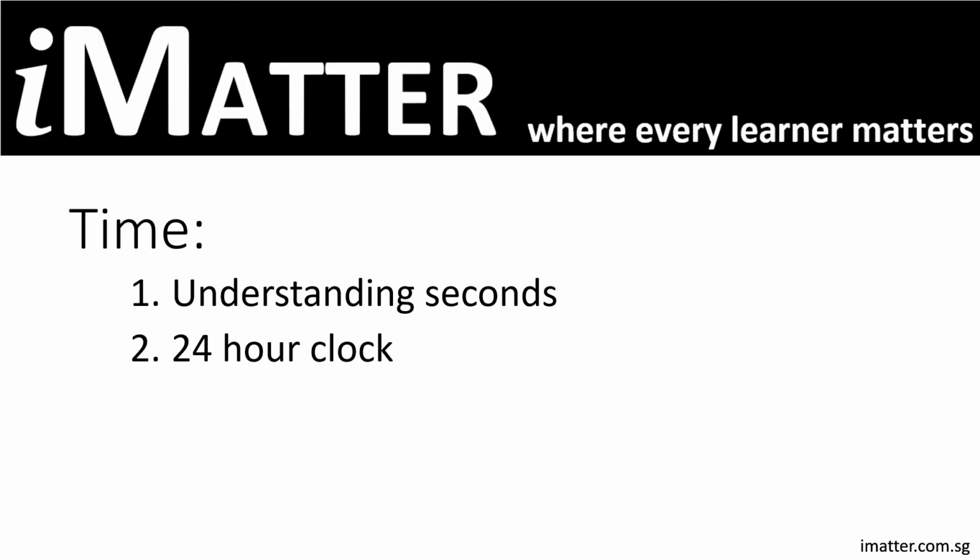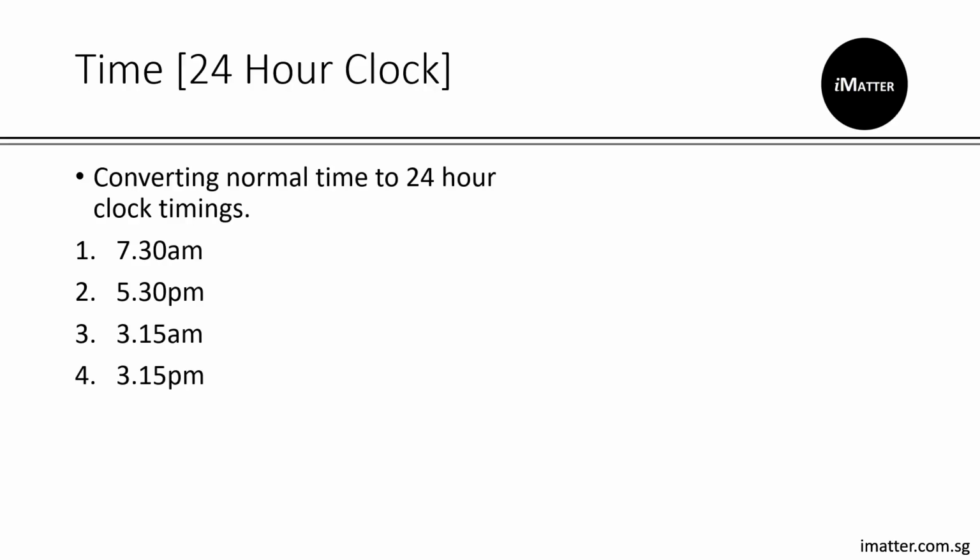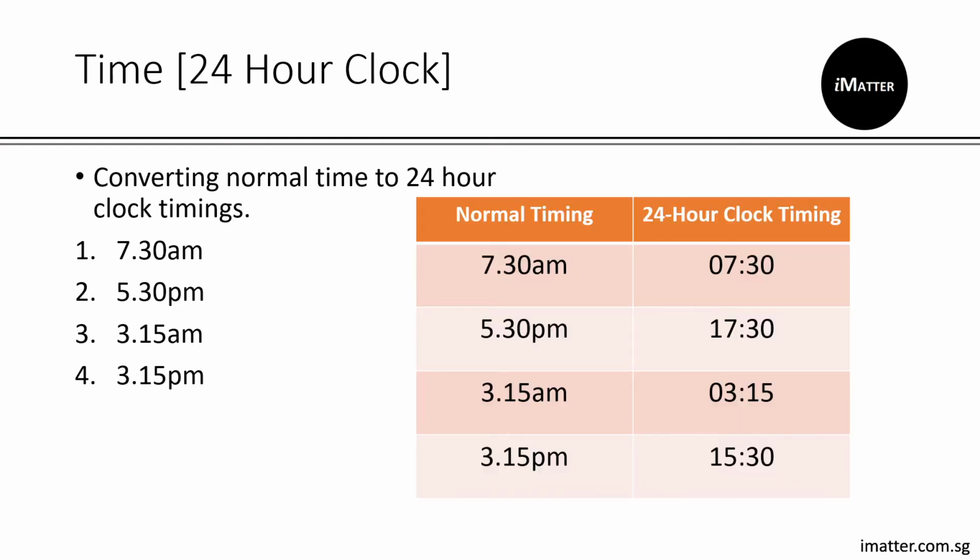Next is time, and you have to understand that time also has seconds taken into consideration other than just minutes and hours, and then you have to know how to write out the 24-hour clock. So you can try to convert the normal time into a 24-hour clock timing. Now in the table shown, there is the normal timing as well as the 24-hour clock timing.